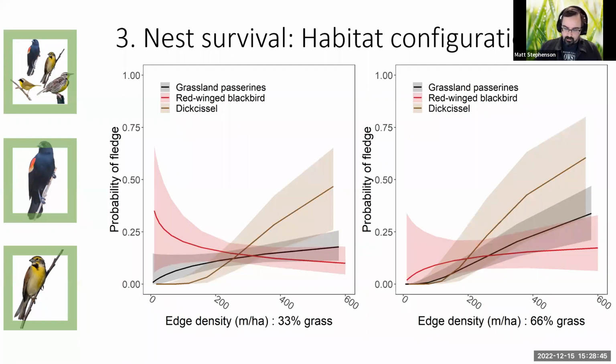And those effects magnify in a 66% grass landscape, where the red-winged blackbird nest survival effect sort of flattens out and it's pretty clearly neutral or no effect. And then the slope increases for both dickcissels and grassland nesting passerines as a group. So higher nest survival in more complex landscapes that have more interactions between grassland habitat and either crop or other land covers.